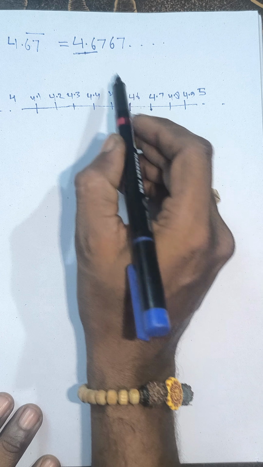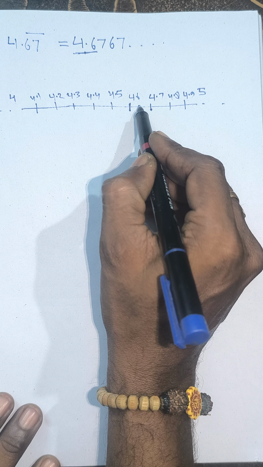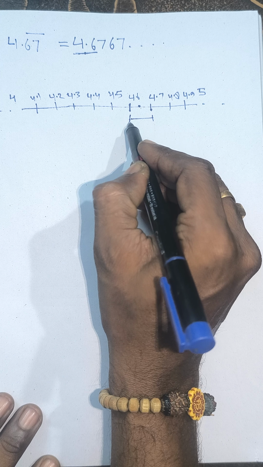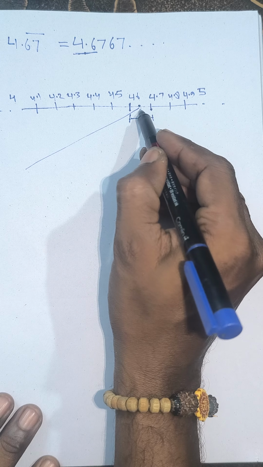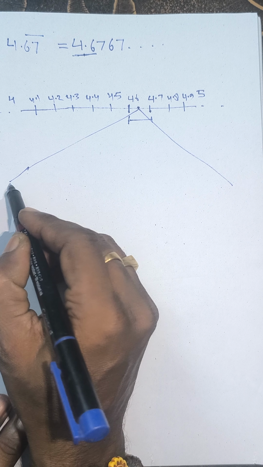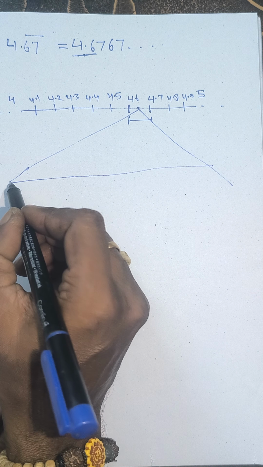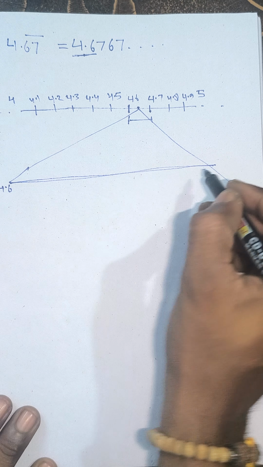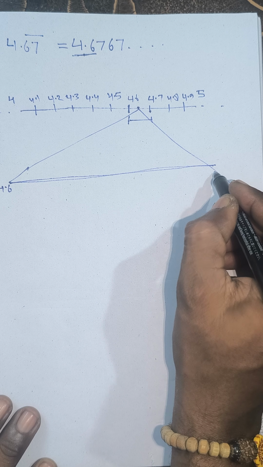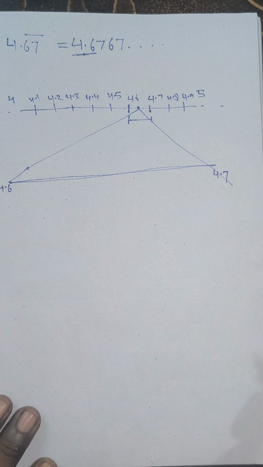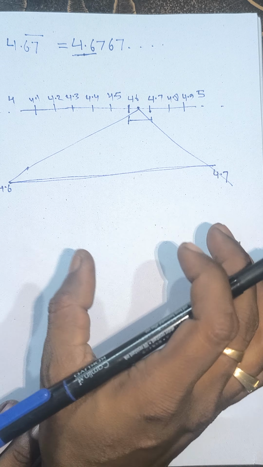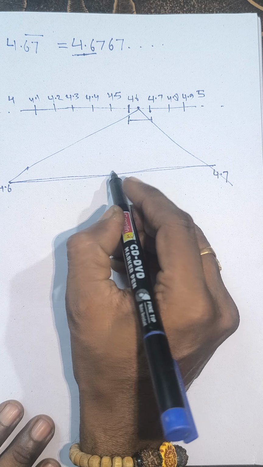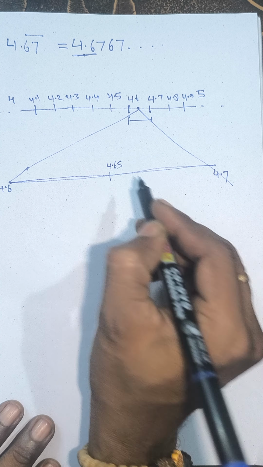Somewhere here after 4.6 it will lie, right? So we will zoom in here. Again we will draw a number line. This number line is between 4.6 and 4.7, like a zoom. Now we need to find another number. After 4.6 and 4.7, in between we will have 4.65, right?